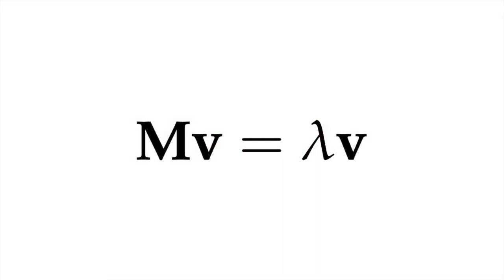Technically, these are known as right eigenvectors. It's also possible to have left eigenvectors, which are the solutions to this equation. In other words, multiplying by the matrix is the same as multiplying by a scalar, lambda.